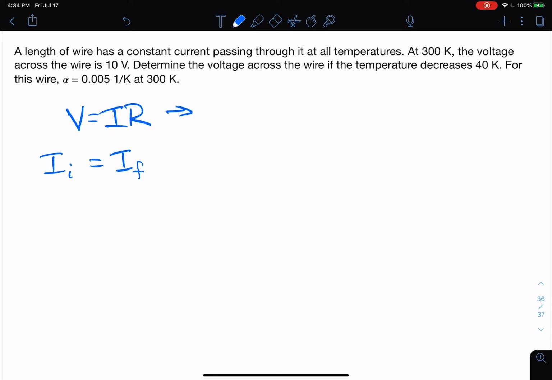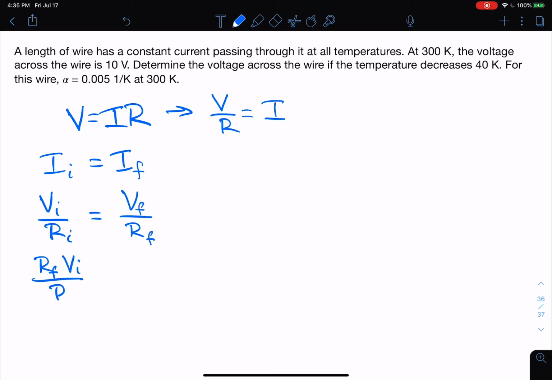And I know from Ohm's law that I can solve for the current. V over R is going to equal the current. So I can substitute that in. And I'm interested in solving for the final voltage. So that's going to be the final resistance times the initial voltage over the initial resistance. That's going to equal the final voltage.